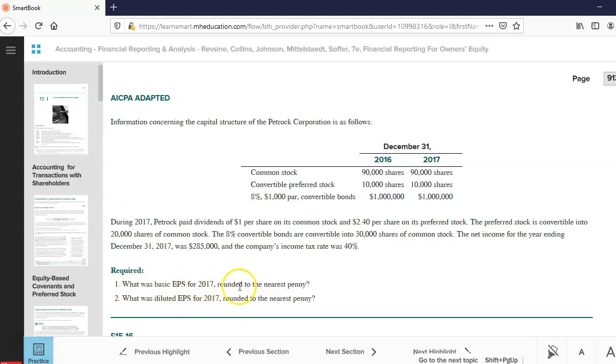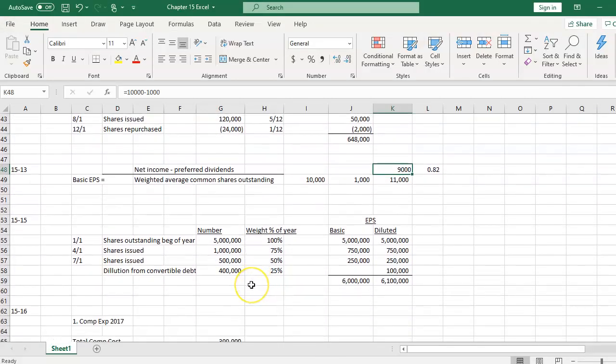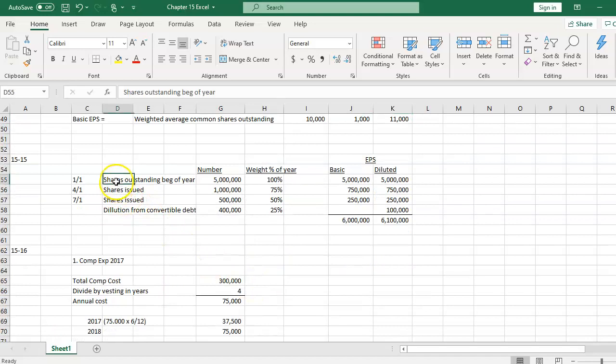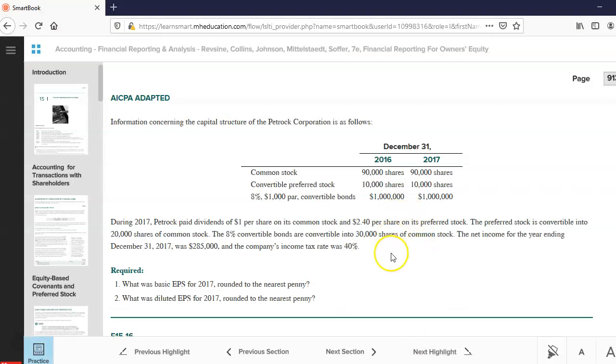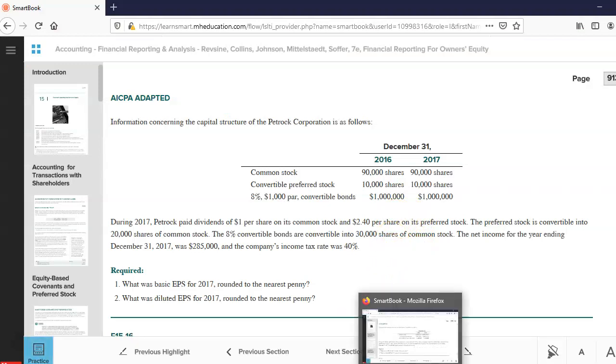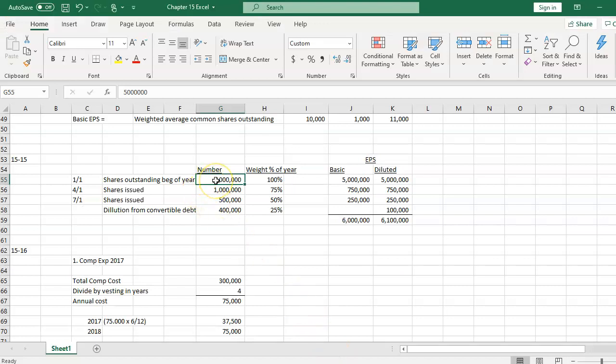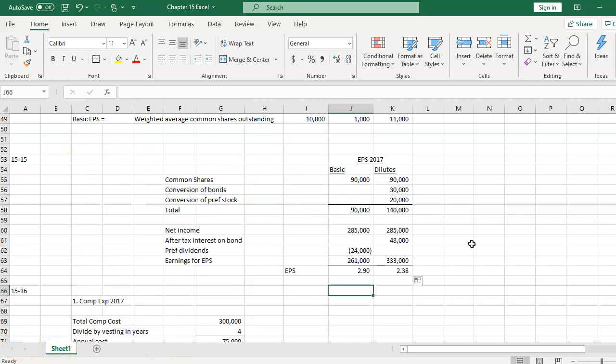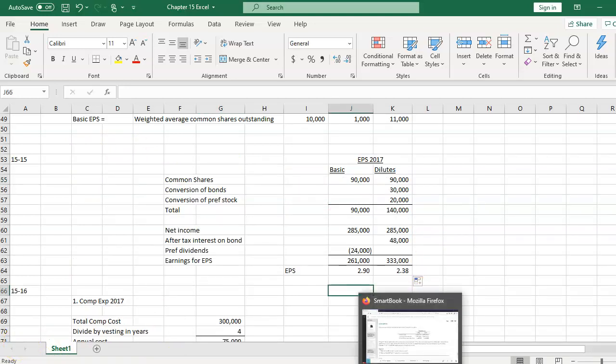So question 1, basic EPS, and then question 2, the diluted EPS. And I've already went ahead and did this one just to kind of help us figure it out. So for sure, we had 5 million shares, right? That was no question about that. So let me go back to the problem here. There we go. Oops, I did the wrong thing. My bad. Hold on one second. Okay, I fixed it. I had some bad info in there.